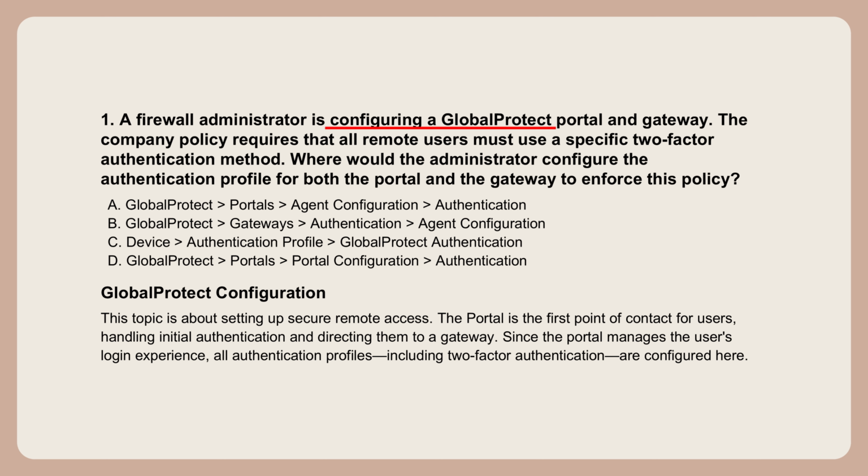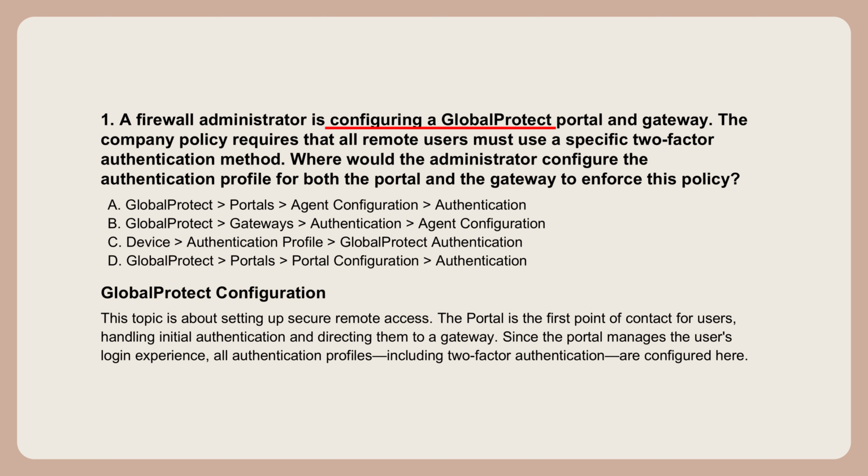Imagine an admin setting up GlobalProtect, that's Palo Alto Networks' remote access solution, connecting users securely from anywhere. Standard stuff for remote workforces. And the company policy is strict. All remote users have to use a specific two-factor authentication method, no exceptions. So the big question for the admin is, where exactly in GlobalProtect do they set up that authentication profile to make sure it applies to both the portal and the gateway?